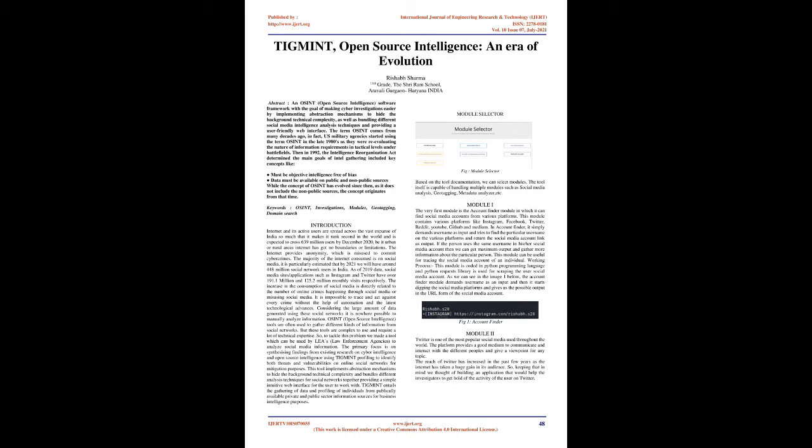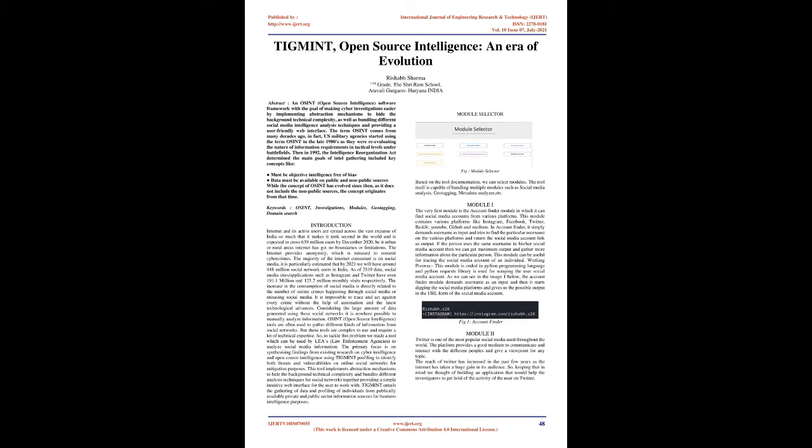Keywords: OSINT, investigations, modules, geotagging, domain search. Introduction: Internet and its active users are spread across the vast expanse of India so much that it makes it rank second in the world and is expected to cross 639 million users by December 2020. Be it urban or rural areas, Internet has got no boundaries or limitations. The Internet provides anonymity, which is misused to commit cyber crimes. The majority of the Internet consumed is on social media. It is particularly estimated that by 2021 we will have around 448 million social network users in India.